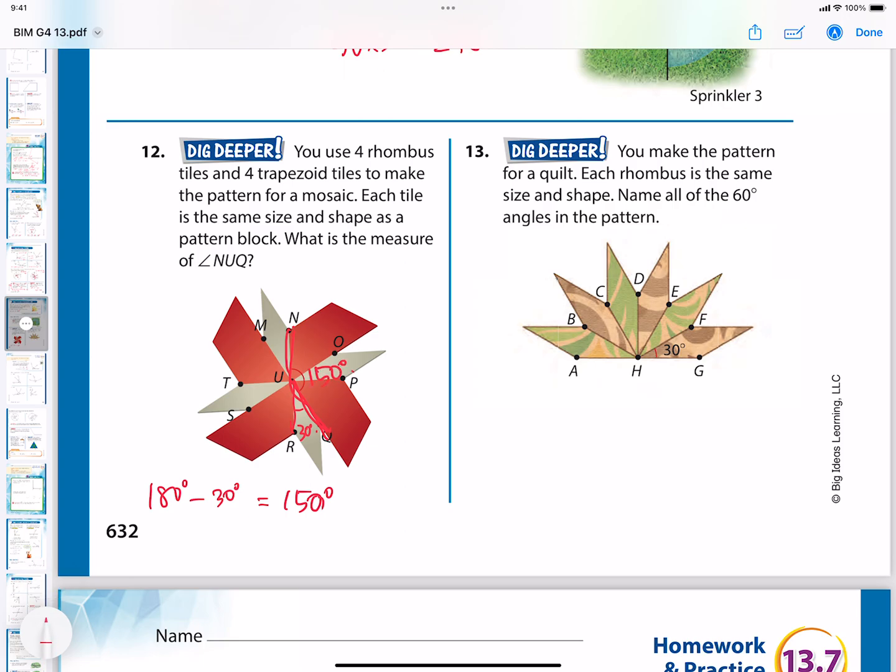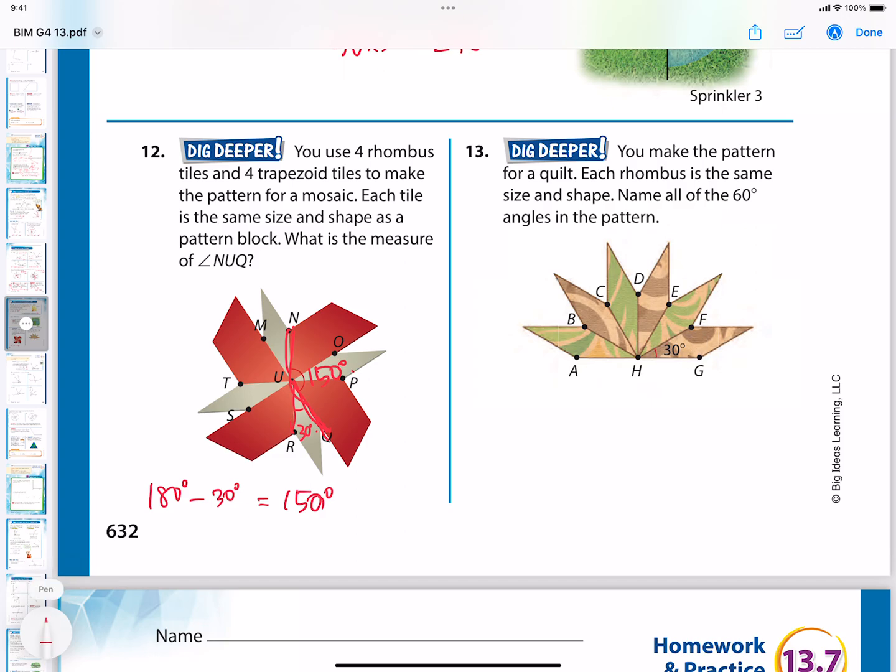Okay, now number 13. You make the pattern for a quilt. Each rhombus is the same size and shape. Name all of the 60-degree angles in the pattern. Since we know this is 30 and they have the same size, if I add one more rhombus, it's going to make up 60 degrees. So how many rhombuses do I need to shape the 60 degrees? Yes, 2 rhombuses.